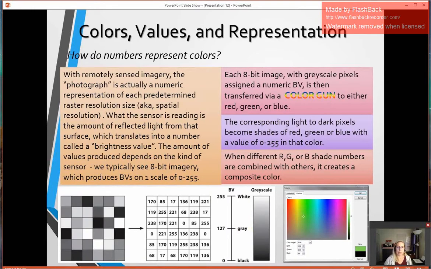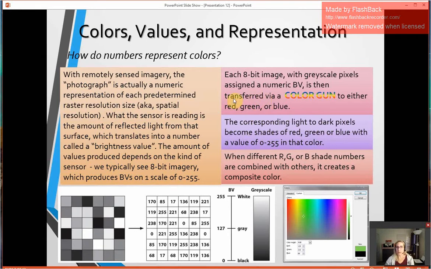So just to back up briefly and look at what's actually happening with our colors and our values and how they're represented. Again, I know this is all sort of review for you, but it's important to remember that when the remotely sensed imagery takes a picture, it's actually bringing in a numeric representation of the predetermined raster resolution size. And what that sensor is reading is the amount of reflected light from the surface, which translates into a number called a brightness value. And the amount of values produced depends on the kind of sensor that's being used. We typically see 8-bit imagery, which produces brightness values on a scale of 0 to 255.